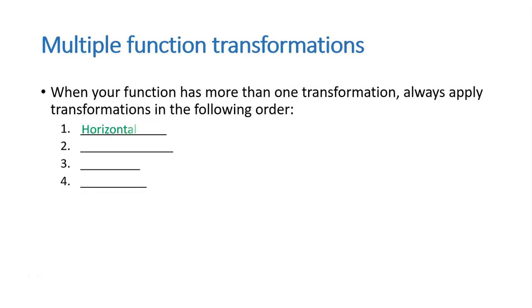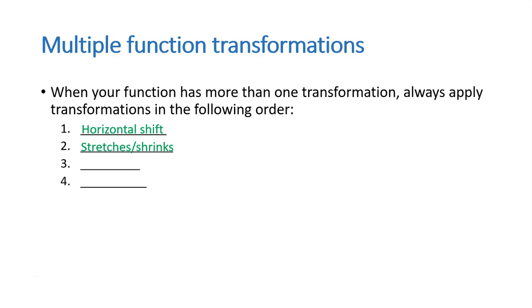The first thing we apply is always going to be a horizontal shift. If there is a horizontal shift in our actual function, that's the first transformation we have to apply. If there isn't one, we don't worry about it and we just move on to whatever's next in our list. So after horizontal shifts, we then look for any stretches or shrinks. This can be vertical, this can be horizontal. Typically, you won't have both. You may have one or the other. It's possible you could have both, but it's not likely.